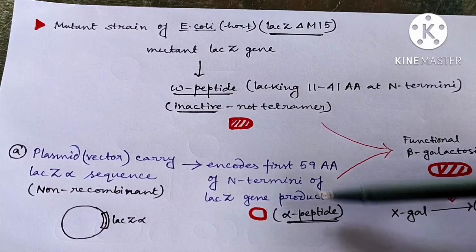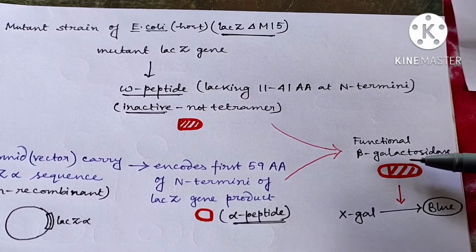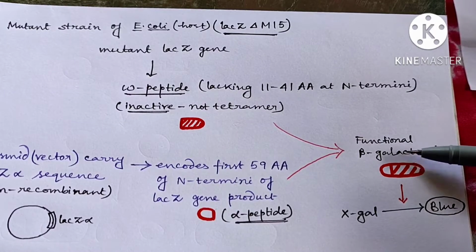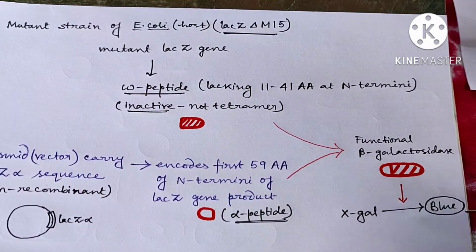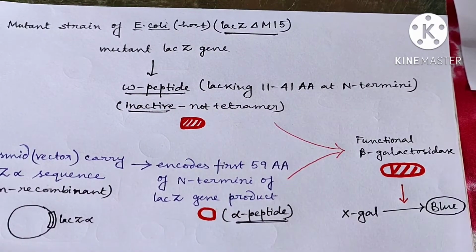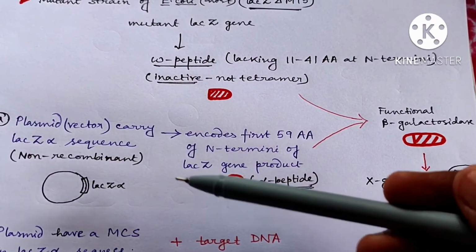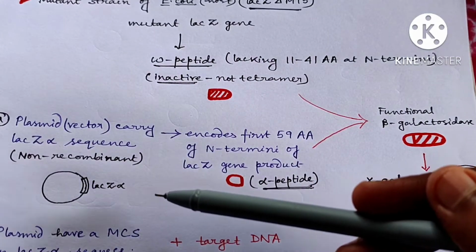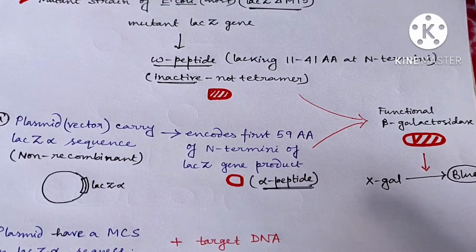and in combination with the omega peptide, the alpha peptide will produce functional beta galactosidase. See here, this part is the alpha peptide, this part is the omega peptide, and they are now producing functional beta galactosidase, which will break down the X-gal into a blue component. So what you will get from here is that if you introduce a non-recombinant plasmid containing an intact LacZ alpha gene which complements the omega peptide, then you will get the blue color, because you are getting the functional beta galactosidase.